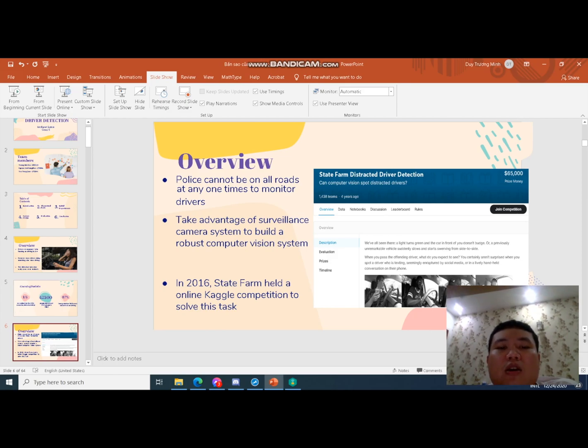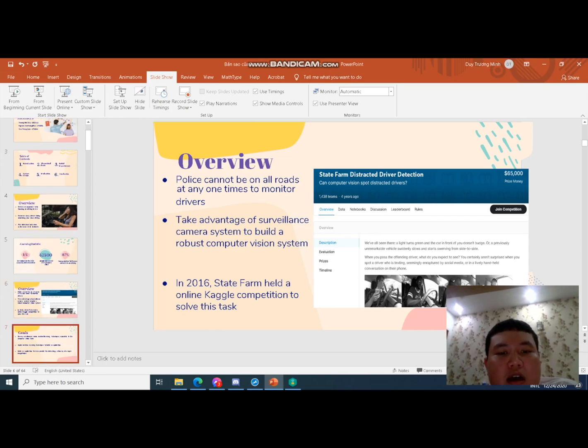Of course, police cannot be on the roads at all times to monitor the drivers, so we can take advantage of the surveillance camera system, which is very common in large cities, to build a robust computer vision system. This is thanks to the advance of machine learning and deep learning techniques, so we have very powerful classification models. In 2016, State Farm held an online Kaggle competition to solve this task. Although this competition has ended, our group uses this data to solve this problem ourselves. Our group thinks this task is very meaningful because it can help to protect both the driver and the others.